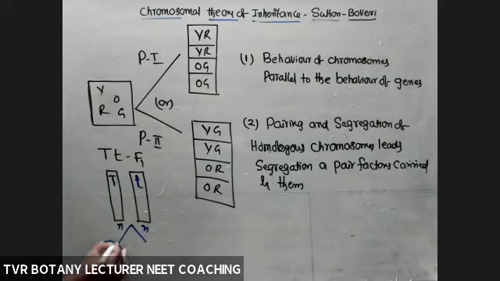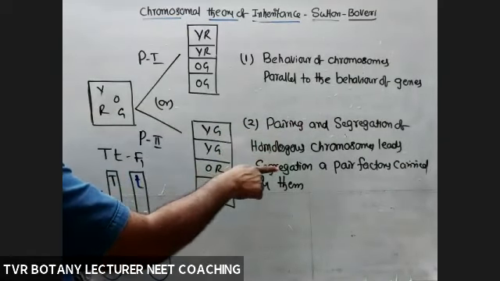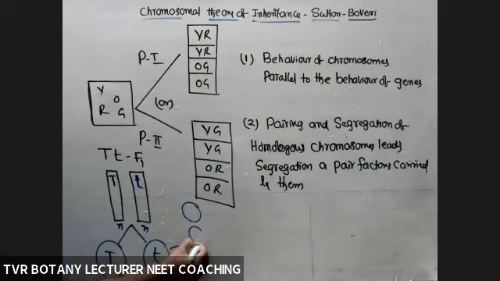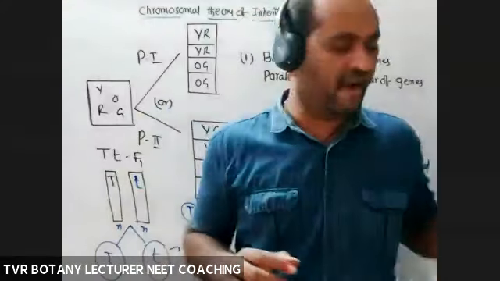So this is germ cell 1, germ cell 2, pollen grain 1. First two cells, wait. So this one with the capital T, this one with the small t. Now go back. Pairing and segregation of homologous chromosomes leads to segregation of the pair of factors carried by those two chromosomes. And double it. Germ cells 1, 2, 3, 4, pollen grains: capital T, small t, small t. Just for our understanding only. So that is about the chromosomal theory of inheritance.